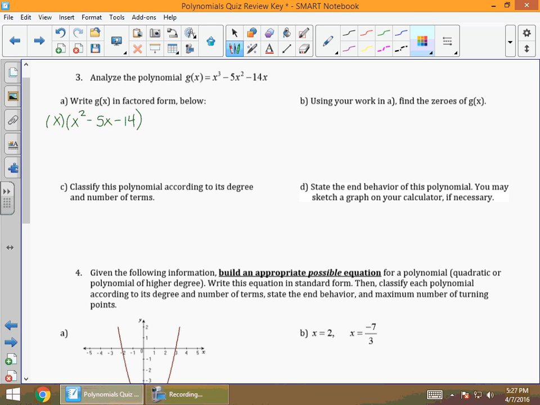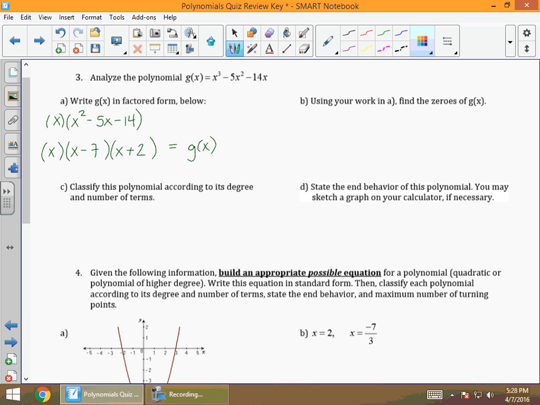And I'll take a look at that quadratic portion and ask myself, does that factor, are there 2 numbers that multiply to give me negative 14 and add to give me negative 5? And there absolutely are. Negative 7 plus 2 equals negative 5, and negative 7 times 2 equals negative 14. So the factored form of g of x is x times x minus 7 times x plus 2.